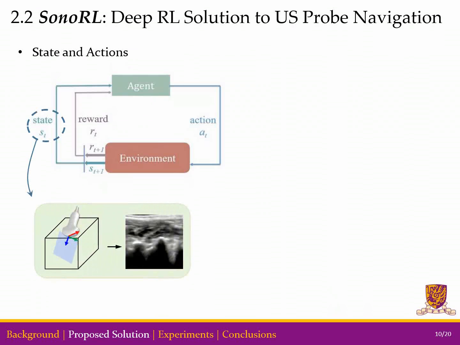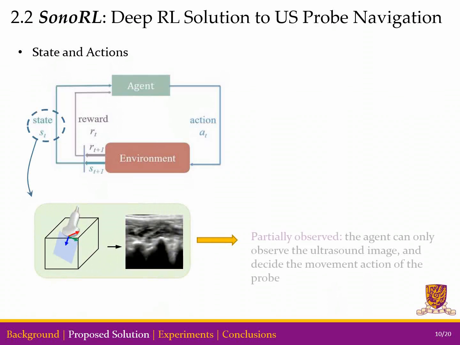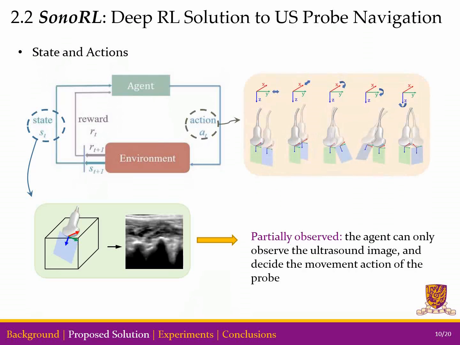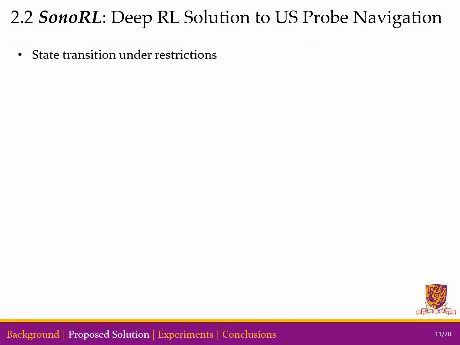First, we define the state of the agent as the 6D pose of the probe with the acquired ultrasound image. Moreover, we consider the problem as partially observed, which means the agent can only observe the ultrasound images to decide the movement of the probe. The actions are defined as translation in the horizontal plane along the x and y axis of the probe, and the rotation around the 3 axes of the probe.